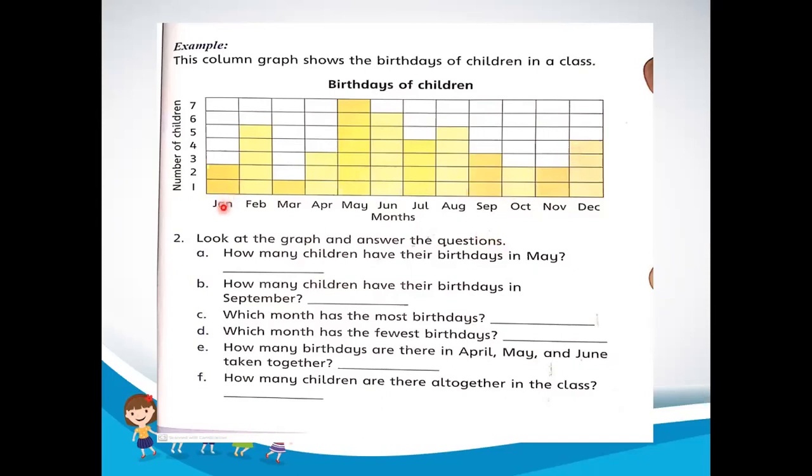So now you can easily answer the questions. Look at the graph and answer the questions. Now you will tell me how many children have their birthdays in May. This is the page number, beta. You will not write anything right now. Just look at this slide and tell me the answer. Yes. How many children have their birthday in May? 7. Very nice.